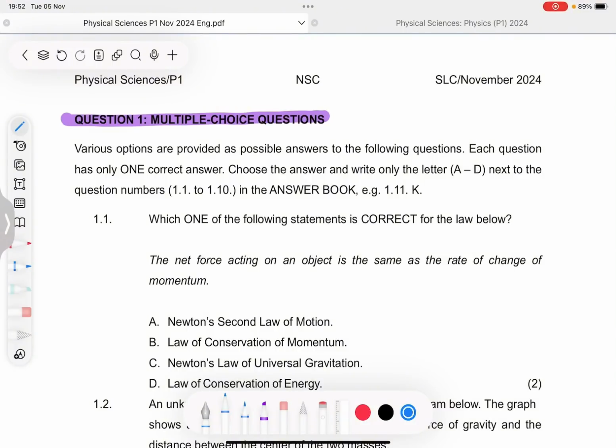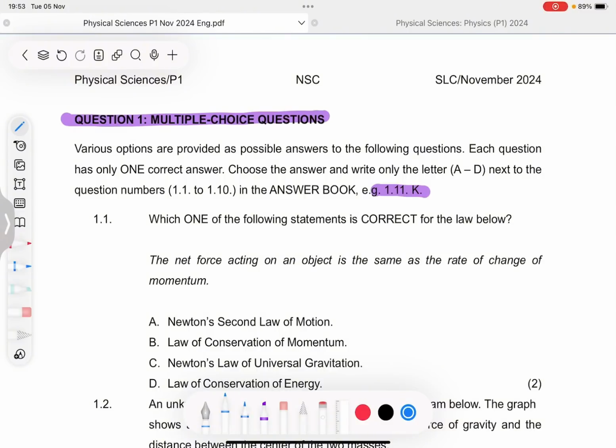Various options are provided as possible answers to the following questions. Each question has only one correct answer. Choose the answer and write only the letter A to D next to the question number. You will have 1.1 to 1.10 in the answer book. So here they've given us an example. In this example they used K, even though we don't have K in our options, but they're just showing you that you only write the letter. Do not write the statements.